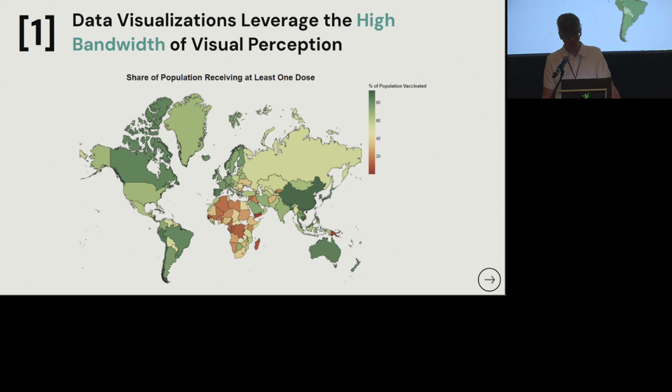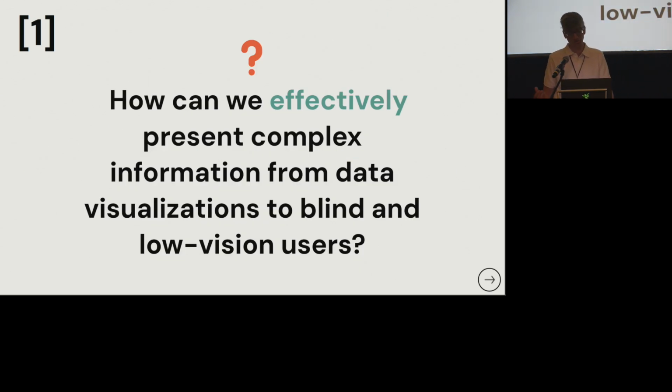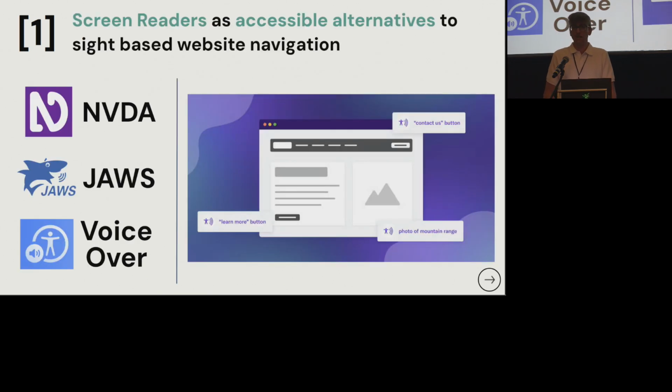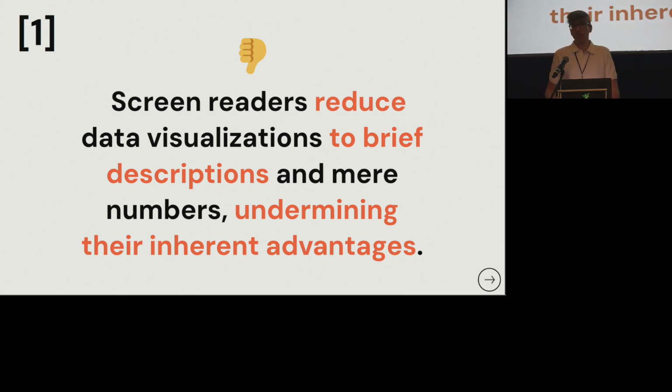Data visualizations leverage the high bandwidth of visual perception, as can be seen in this complicated map over here. Our research question was, how can we effectively present complex information from data visualizations to both blind and low vision users? Historically, screen readers have served as the predominant and most accessible alternative to sight-based website navigation, of which NVDA, JAWS, and VoiceOver are the most commonly used. However, when applied to data visualization specifically, screen readers reduce them to brief descriptions and mere numbers, therefore undermining their inherent visual advantages.